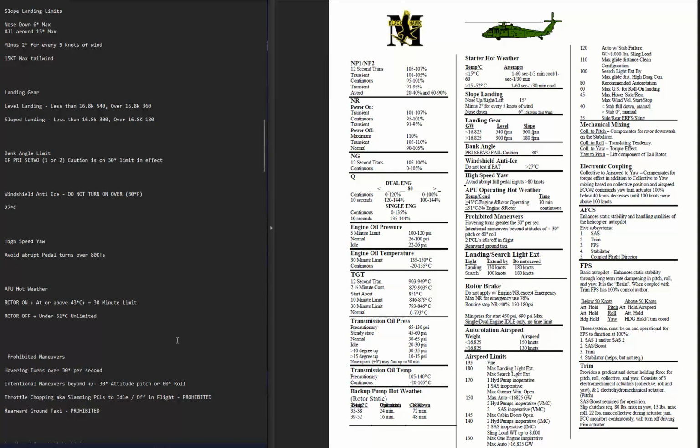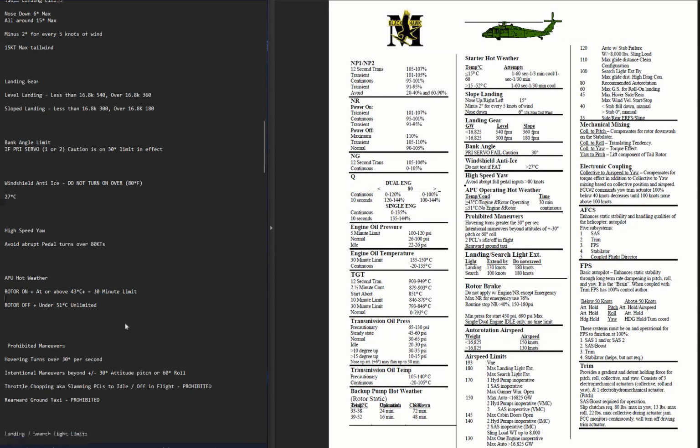APU in the hot weather. We have rotor on at or above 43 degrees Celsius for a 30-minute limit, and then rotor off underneath 51 degrees Celsius for an unlimited amount of time. So it's just important to remember that at 43 degrees Celsius, you're going to have that 30-minute limit if your rotor is on.